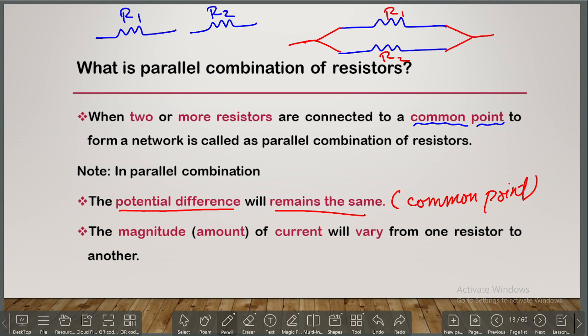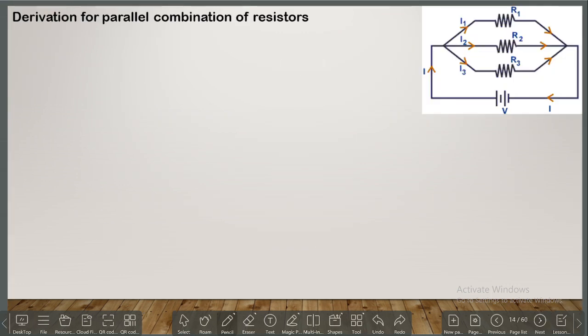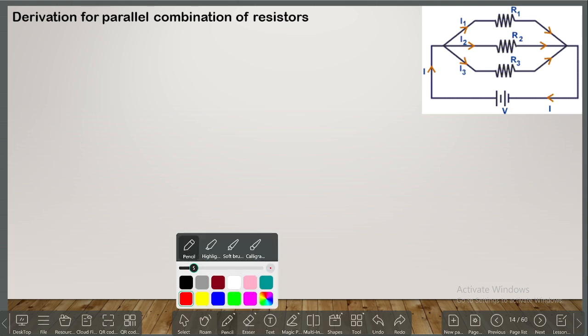Whereas the magnitude of current passing through each resistor will vary. Current will vary, whereas the potential difference remains the same. That means the value of V remains the same, whereas the current will vary from one resistor to another resistor. Now we'll derive an expression for the parallel combination of resistors. So now look at the diagram. Totally how many resistors are there? 3 resistors are there.